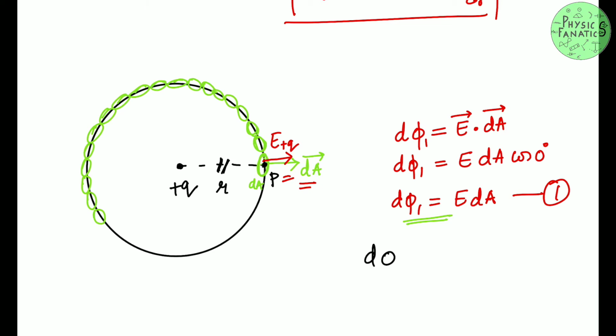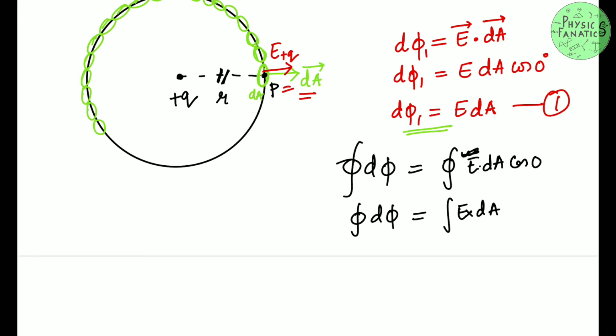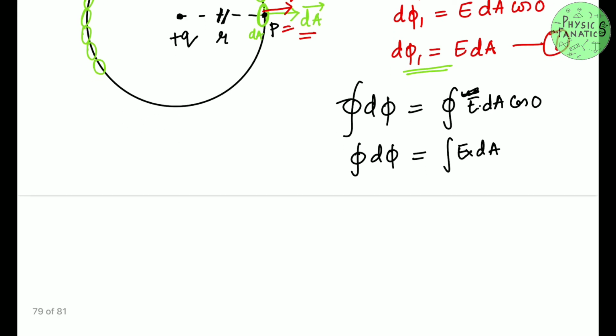I will integrate this d phi over the entire surface, and this will be equal to the integration over the entire surface of E dot dA. Basically it is actually cos theta. So it will be E dot dA, and this will be E dA cos 0, no vector sign, and this will simply be equal to d phi equals E dA. So all it is actually is a multiplication sign. So all I have to do is solve this. So let's solve this. This integration of d phi will become phi net.